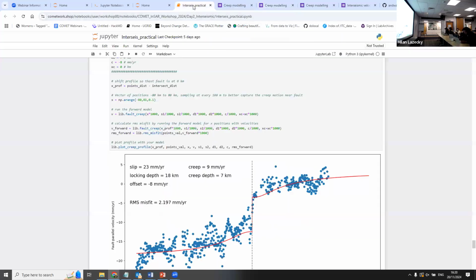With forward modeling, it depends on your experience: how you understand the model, how you understand creeping, and how you understand the locking depth of the fault.